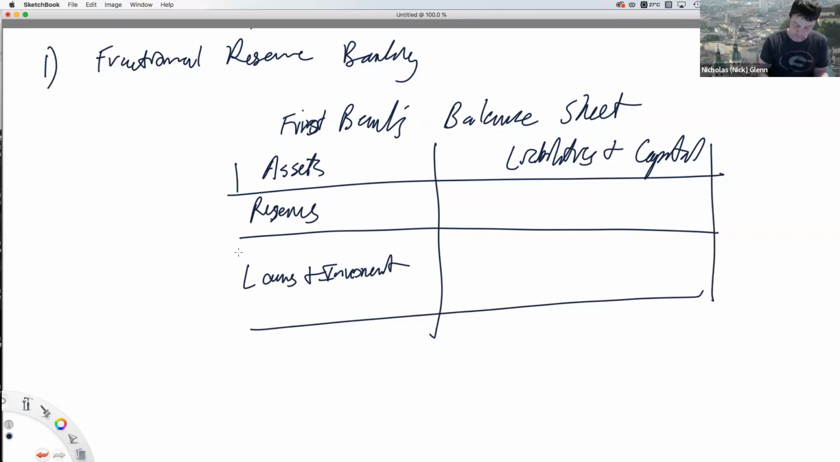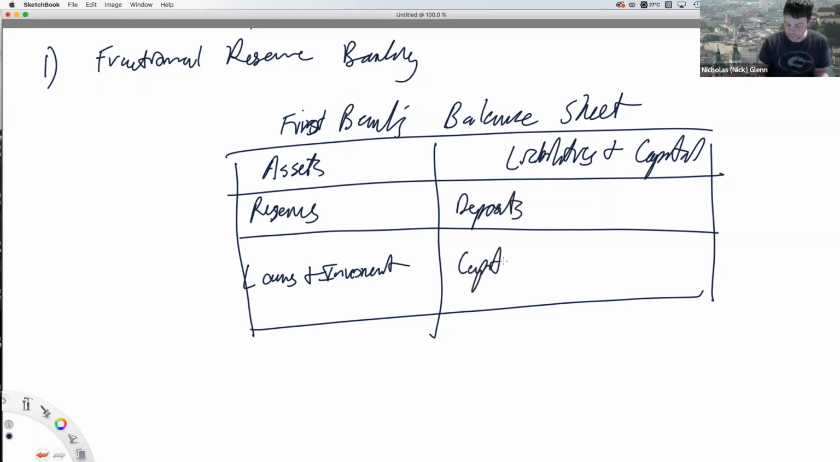On the other side, deposits and also capital. No capital in this one, but in the next one we'll have some. All right, so what happens here? Well, the households deposit $50,000. The bank's gonna hold 25% in reserve. So you just take 50,000, multiply it by 25%. That's gonna give you 12,500.